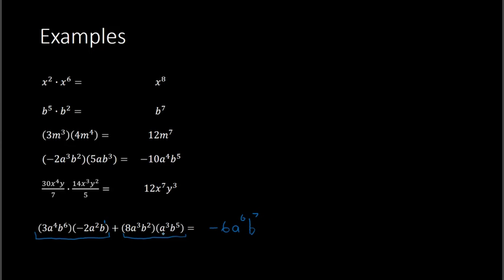And then the second expression over here, 8 times 1 is just 8. So we have 8. Then the a's, we have 3 a's here, 3 a's here. Add the exponents, 3 plus 3 to get 6. So we have a to the 6th power. And then the b's, we have 2 b's, and then 5 more b's. That gives me 7 b's, or b to the 7th power.